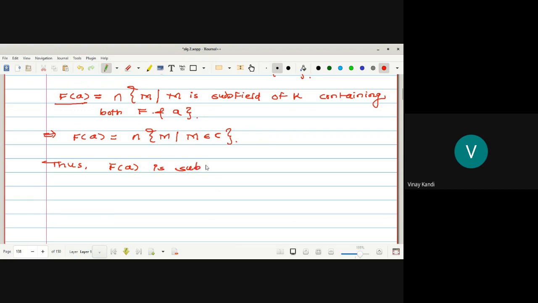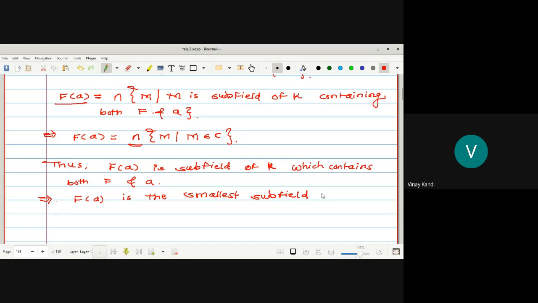Is a subfield of capital K, which contains both F and A. Okay, so what is the meaning of this one? What does this intersection mean? F of A is the smallest subfield of K, the smallest subfield of capital K containing both the field capital F and the element A.